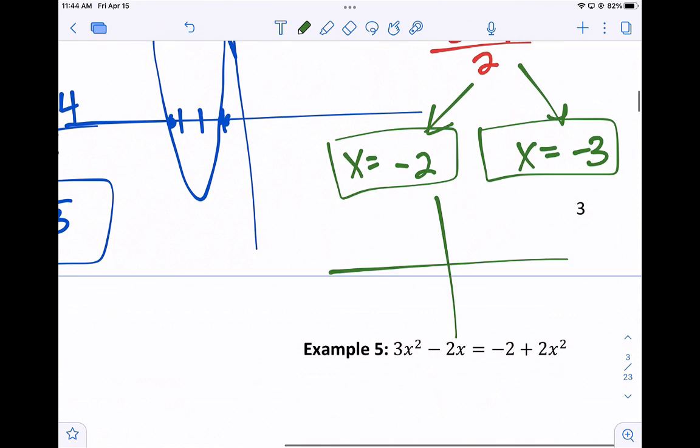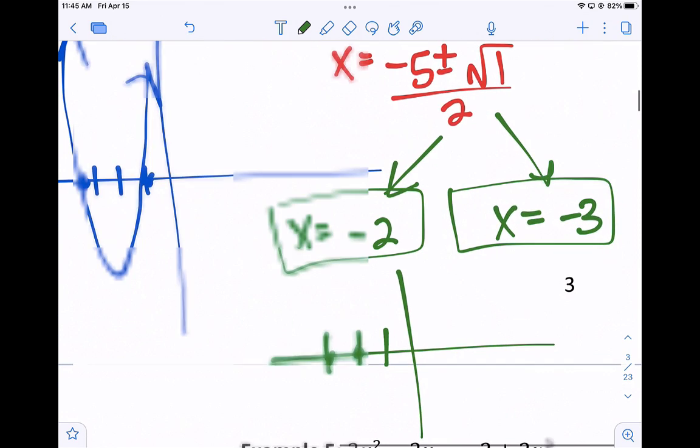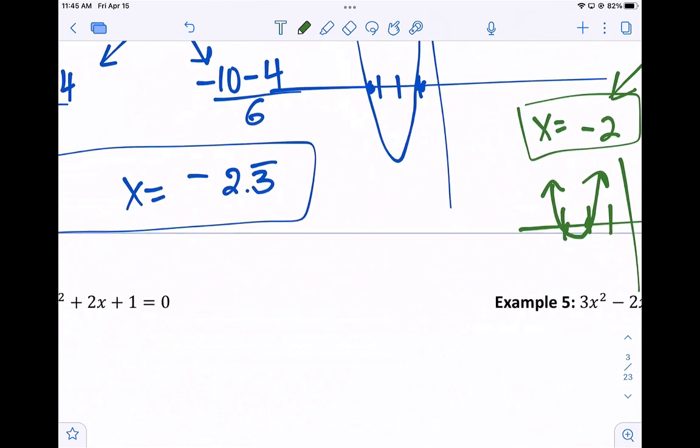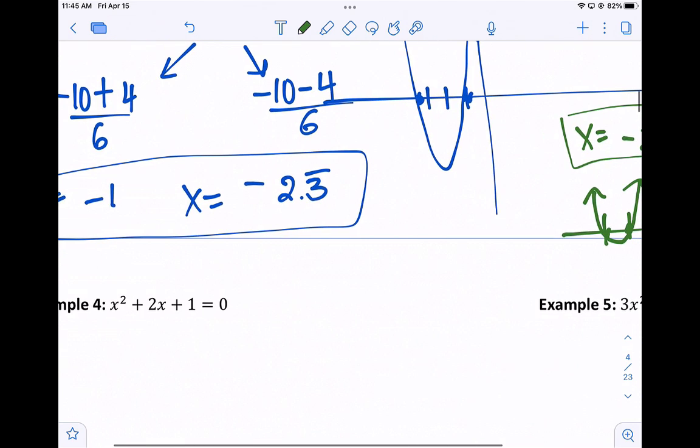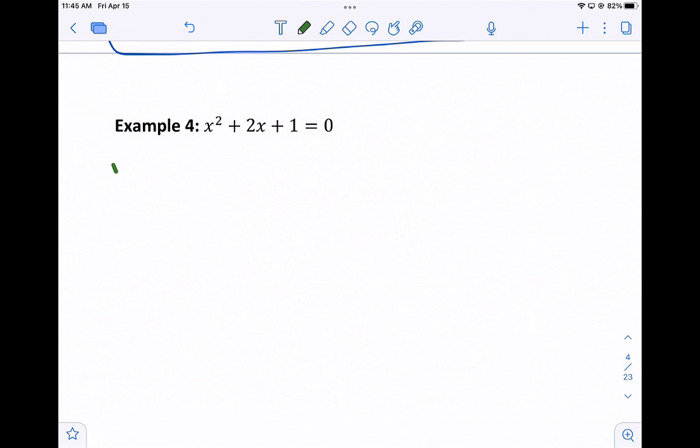If we were to draw out the parabola, it is something like that. Okay, smiley face graph because the a value is 1. Okay, let's try a few more. This one gives you a, b, and c. We don't have to solve anything because 0 is on one side. A is 1, b is 2, c is 1.